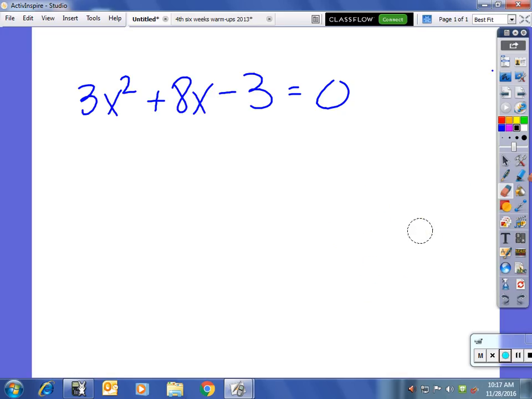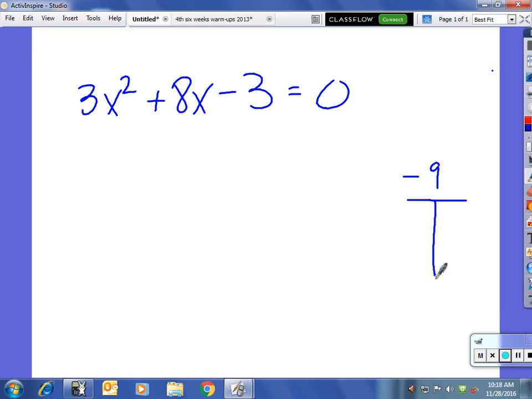Now, I can also tell I'm probably going to have a fraction answer here. Guess how I can tell that? Because there's a number in front of x squared. There's not a nice invisible 1 in front of x squared. That's usually going to indicate a fraction answer for one of your roots. First step is always look for a GCF. Is there one? No, just start factoring. What's a times c in this problem? Negative 9. So we're looking for factors of negative 9, which could be 1 and 9 or 3 and 3, and they have to add up to a positive 8.